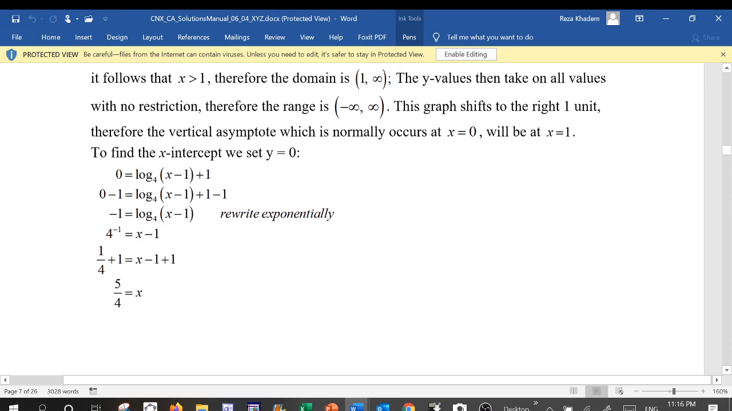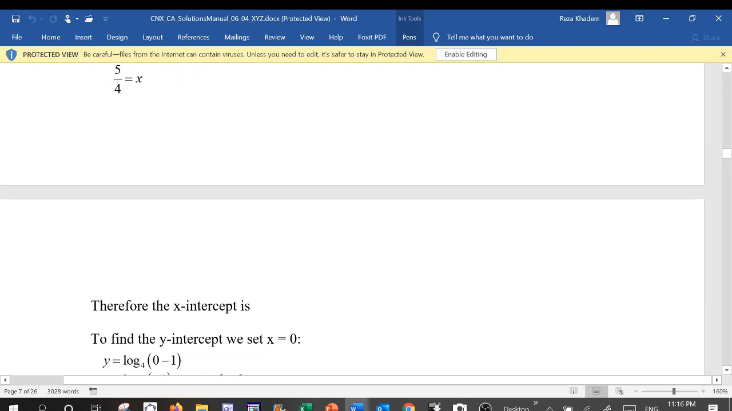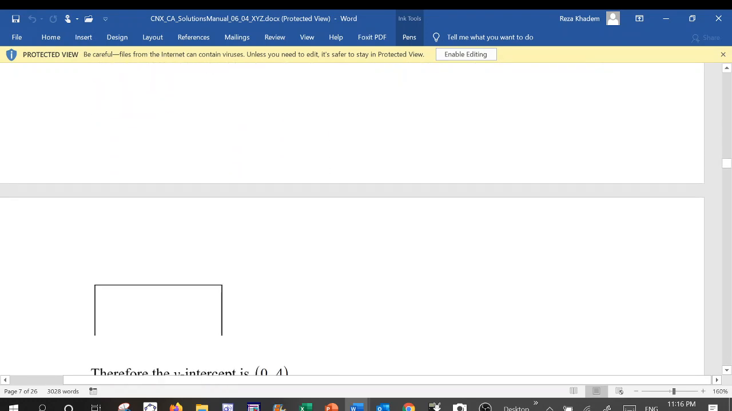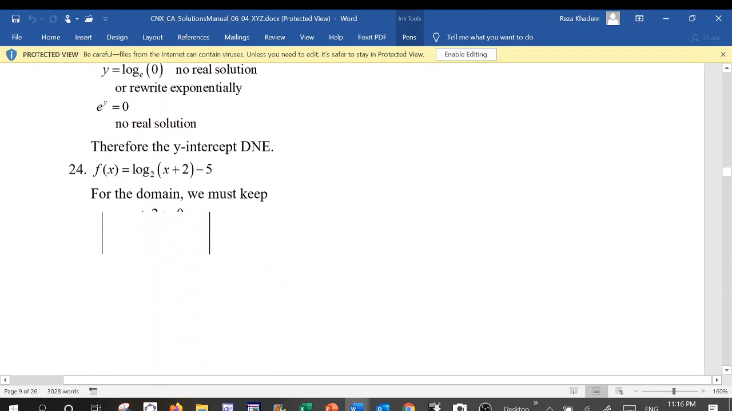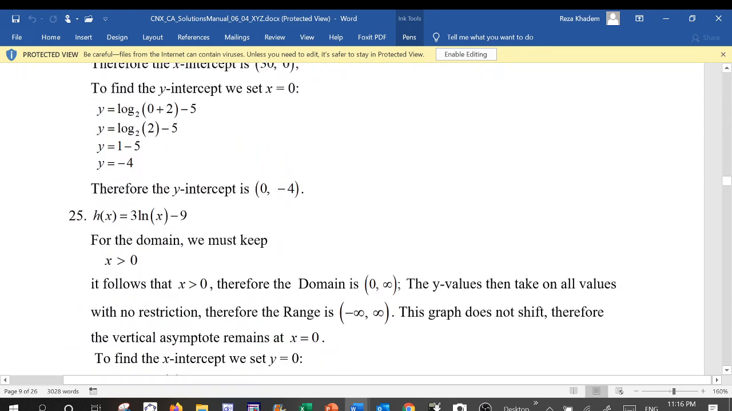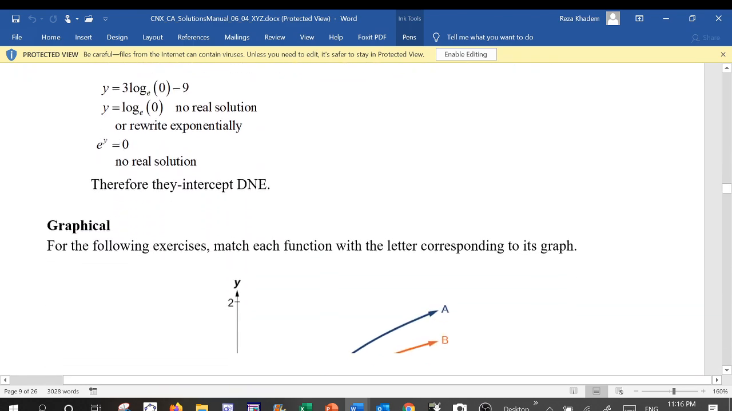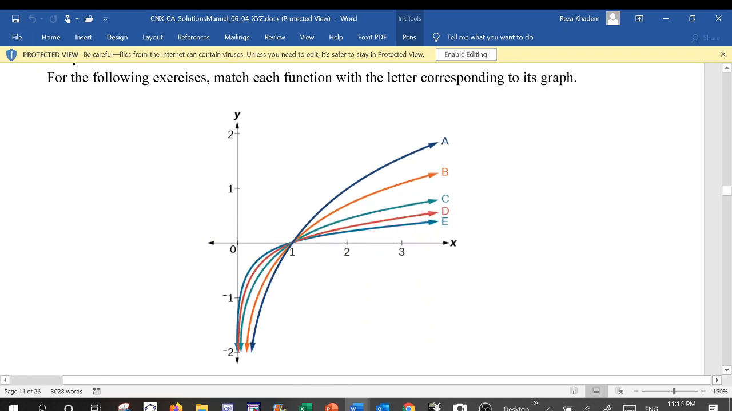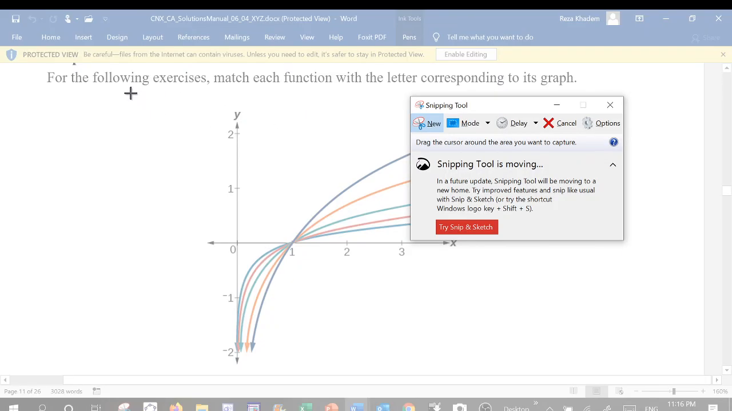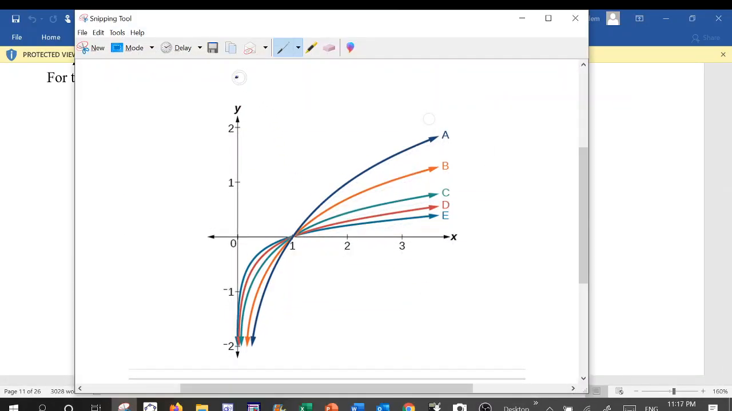Let's do a few more of these. Do 20. What's 26? Well, this is similar to what we did with exponential functions, right? Remember we said that. So think about this. Let me just talk about this, how you can tell which one is which.